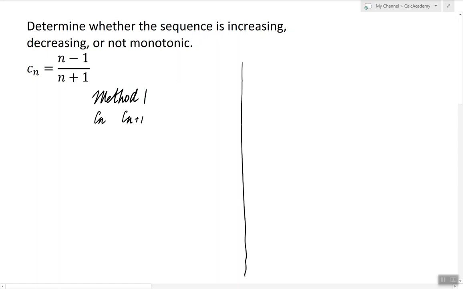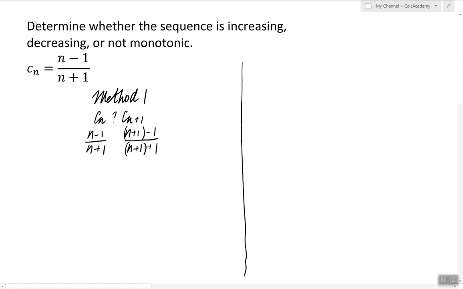So if Cn is greater than its successor, then the sequence is decreasing. If Cn is less than its successor, then the sequence is increasing. So as of right now, we don't know what the inequality in between is, but plugging in the expressions for Cn and its successor will give us the following inequality to consider.